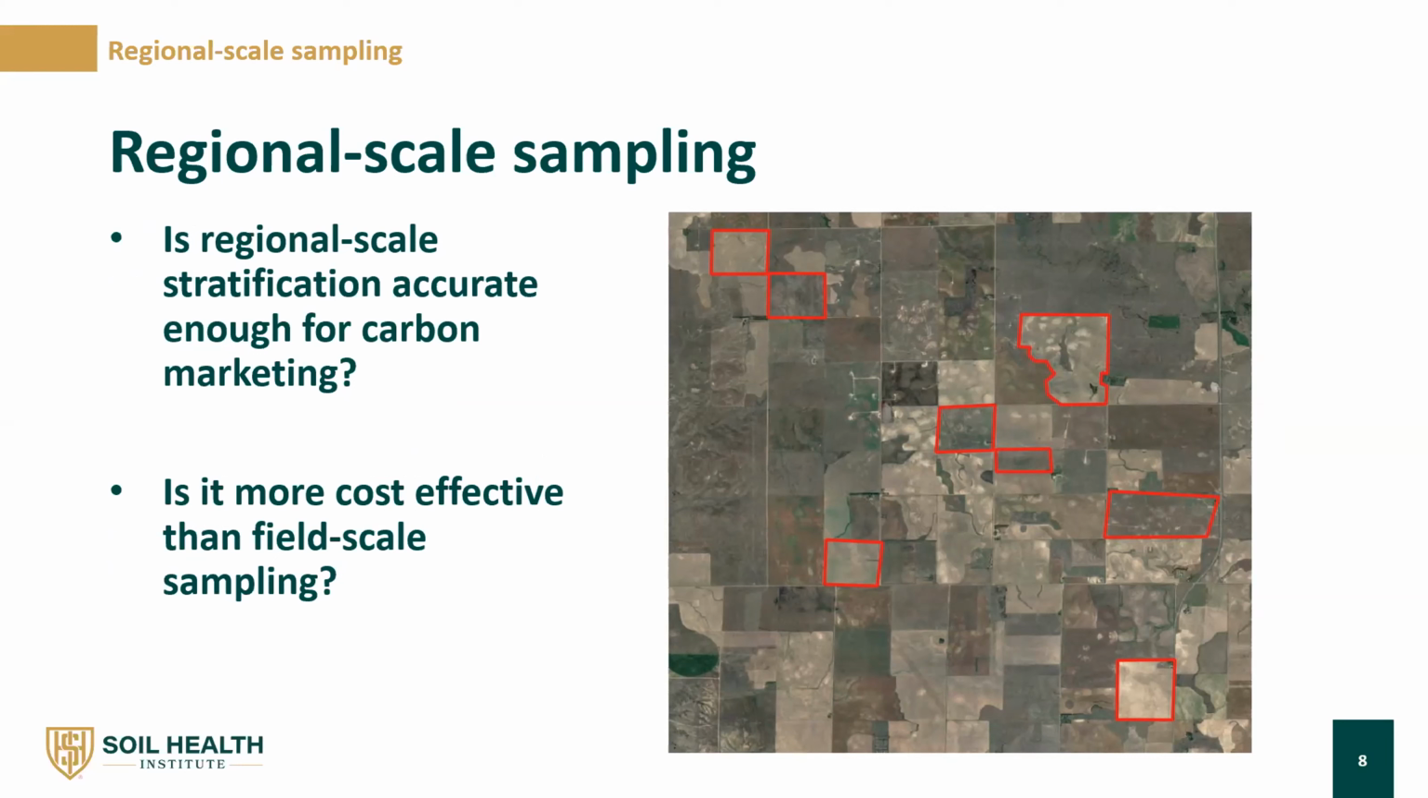This brings up a couple of questions about the validity of the sampling approach and challenges to scaling it. Particularly, the first question we're interested in is, is this stratification approach accurate enough for carbon marketing? Do we get good enough data from a regional scale approach? And lastly, is it cost effective? Is it more cost effective than that high resolution field scale sampling?